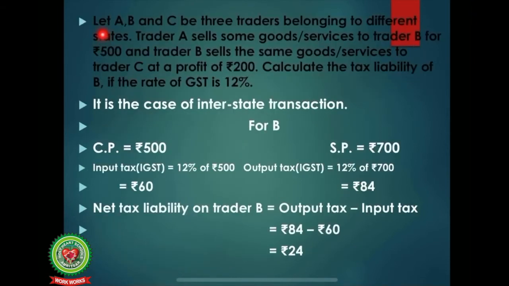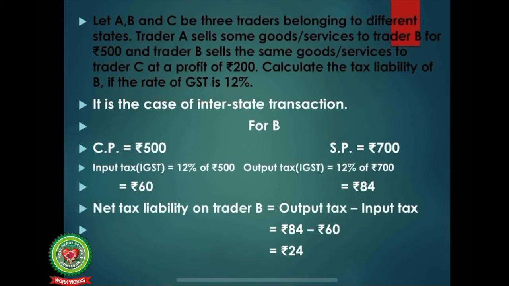The first example is: let A, B and C be three traders belonging to different states. Trader A sells some goods and services to trader B for rupees 500 and B sells the same goods and services to trader C at a profit of rupees 200. Now calculate the tax liability of B if the rate of GST is 12%.